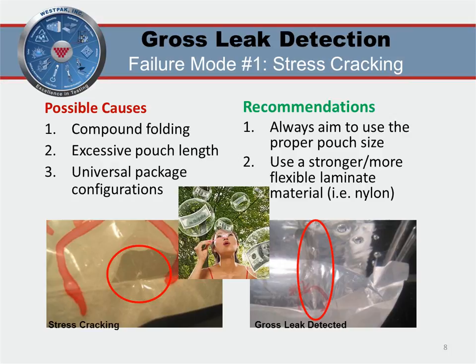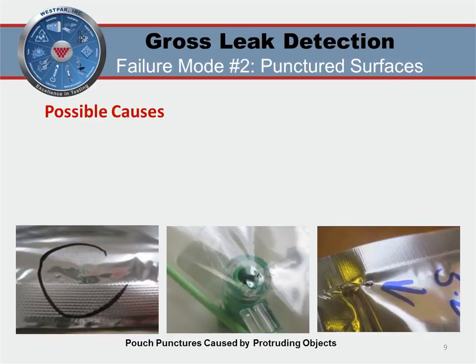The second failure mode we typically see are punctured surfaces caused by protruding objects. Always think about the distribution environment when you design your package. We've seen a lot of punctures that result from sharp objects going through trays from drop testing, or even dull objects causing abrasion during vibration hazards.